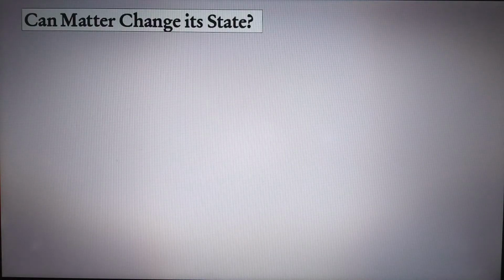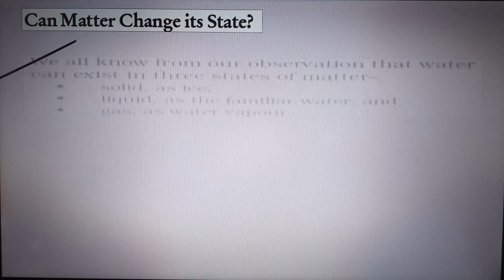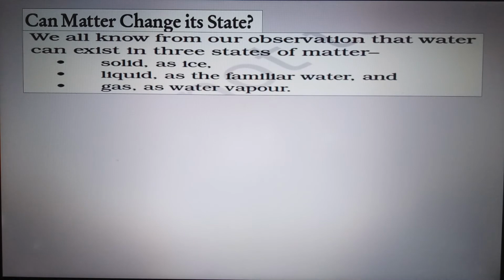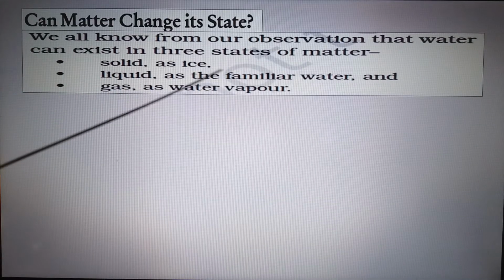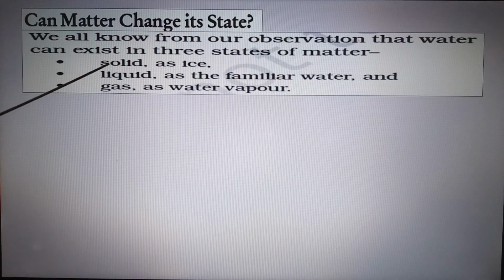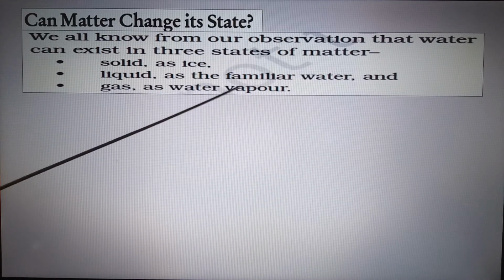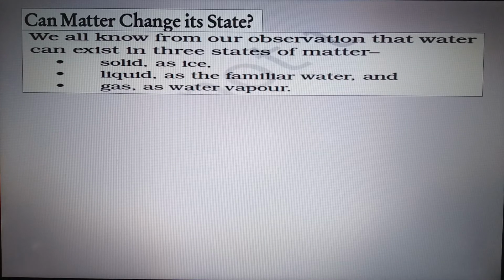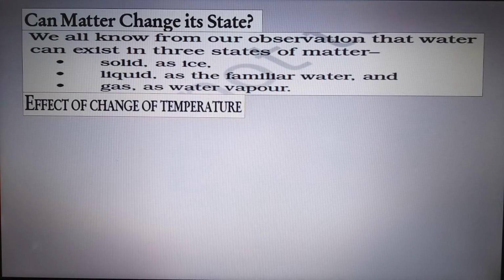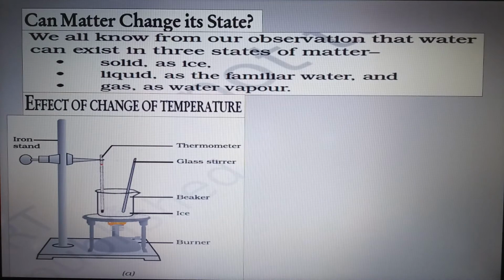Can matter change its state? We all know from observation that water can exist in three states of matter: solid as ice, liquid as the familiar water, and gas as water vapor. Effect of change of temperature. How does the temperature change? The state of matter is affected by the change of temperature.